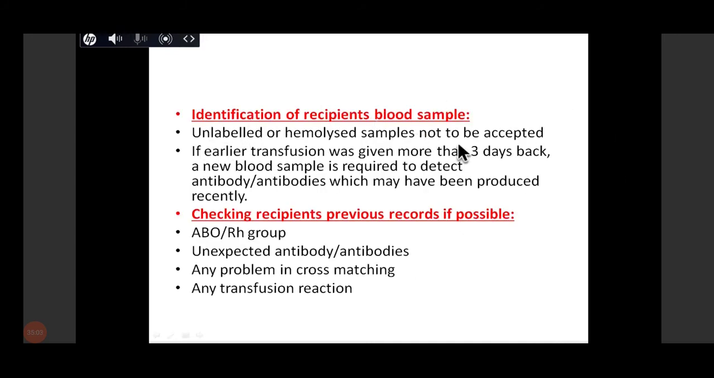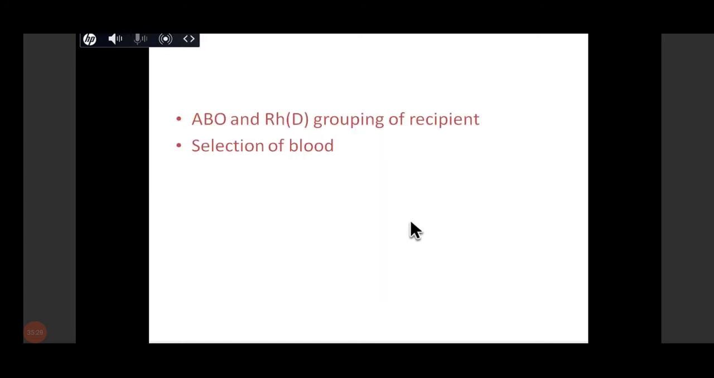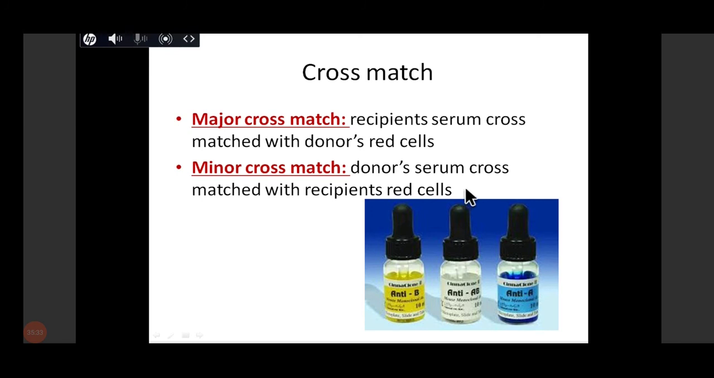Okay, you have to identify the recipient blood sample, and checking of the previous record is also needed if the person is getting repeated transfusion or if the person is having a reaction. If the person has had a previous reaction, you have to think of other methods of transfusing, like washed red cells, if the person has been having reactions previously to transfused packed red cells. Okay, so this is what is needed before transfusing.